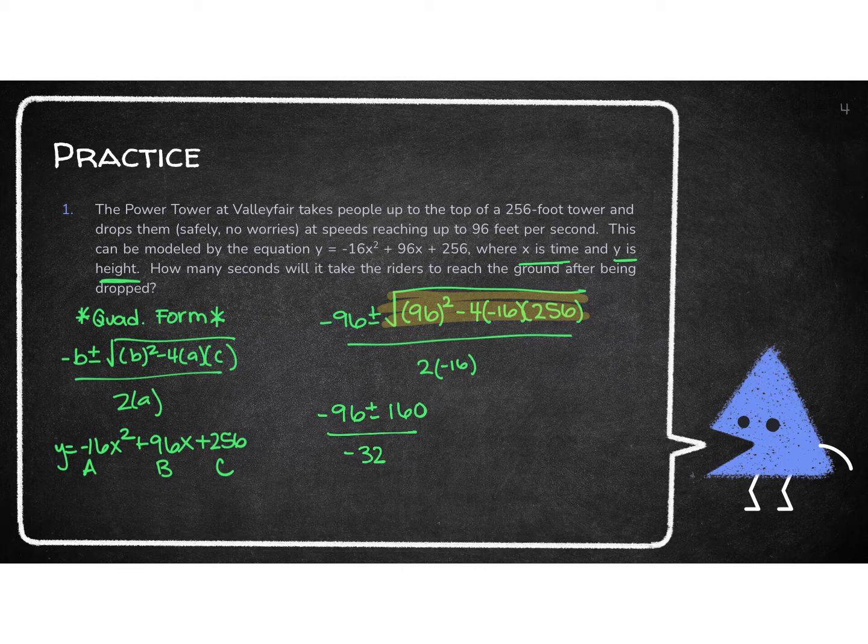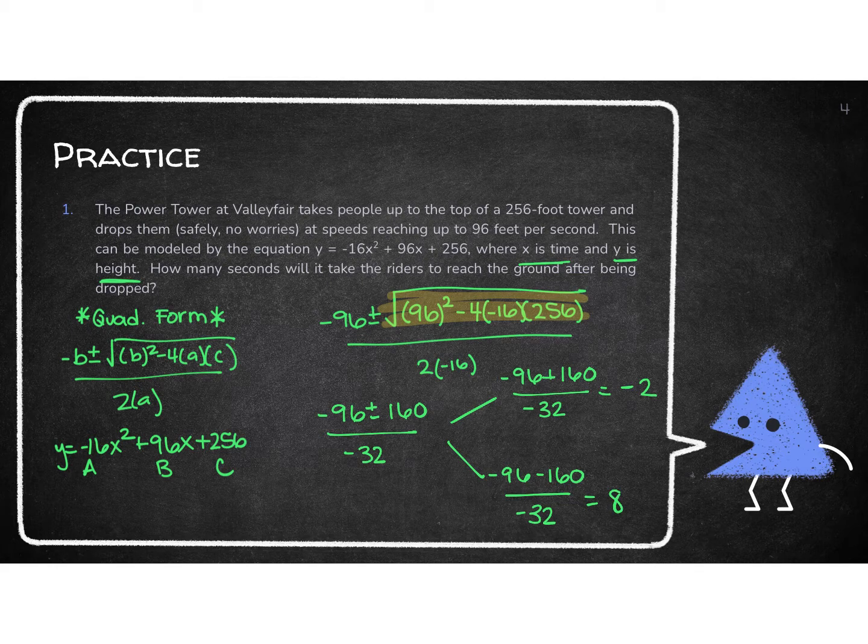From here, because you don't have that plus minus, remember you need to split it into 2 equations. You're going to have negative 96 plus 160 divided by negative 32, and negative 96 minus 160 divided by negative 32. So if I do the plus one, I get negative 2. If I do the minus one, I'm going to get a positive 8.